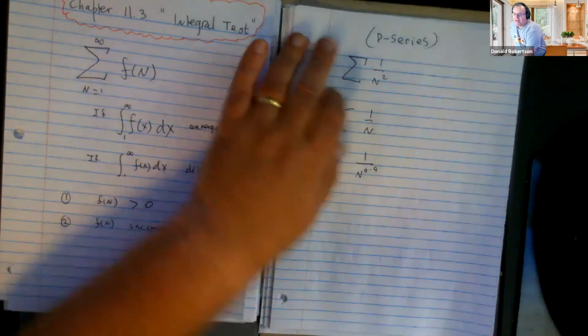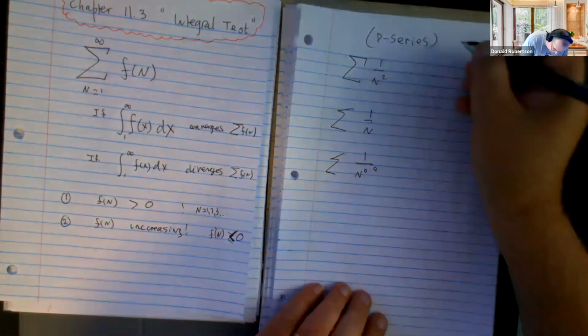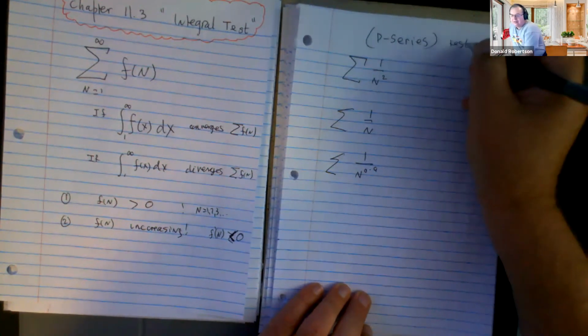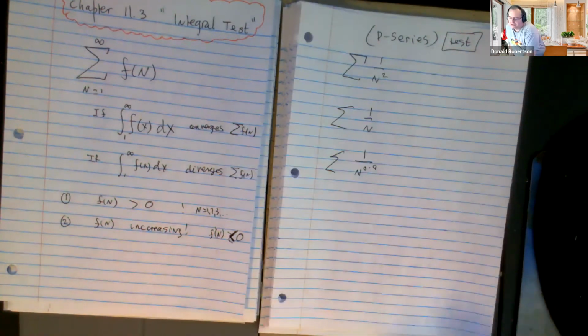I'm going to show you a lovely little shortcut. It's called the P-series. In fact, I guess if I'm calling it correctly, it's going to be called the P-series test. Each one of these is an example of the P-series. The P series is any series that's typically written as 1 over a power of n. It could be 1 over n squared, 1 over n, 1 over n to the 0.9, 1 over n to the power of any number you like, okay? That is called a P series.